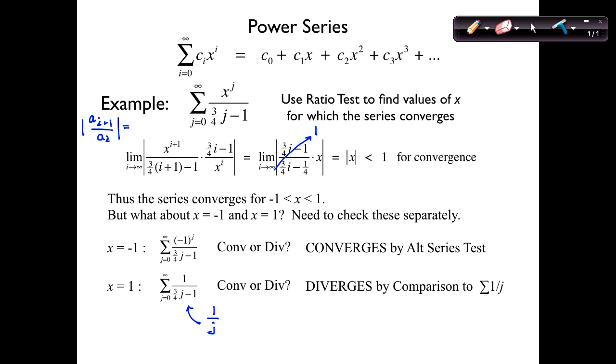So now we know exactly which values of x it will converge for and which it will diverge. We know it will converge at -1 and then everything up to 1, but not including 1, because we had to test those endpoints separately.